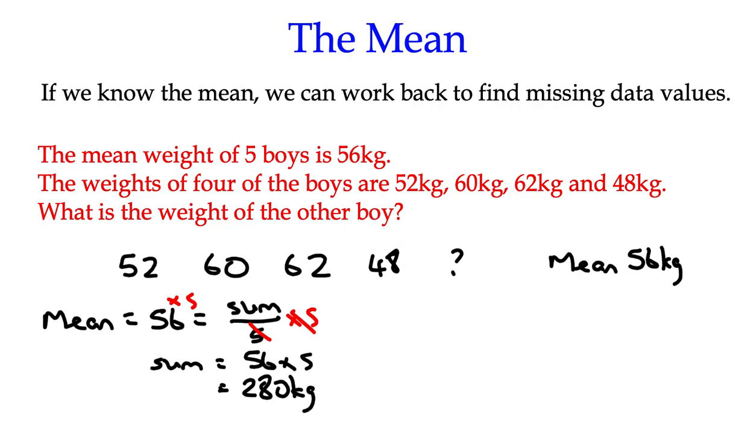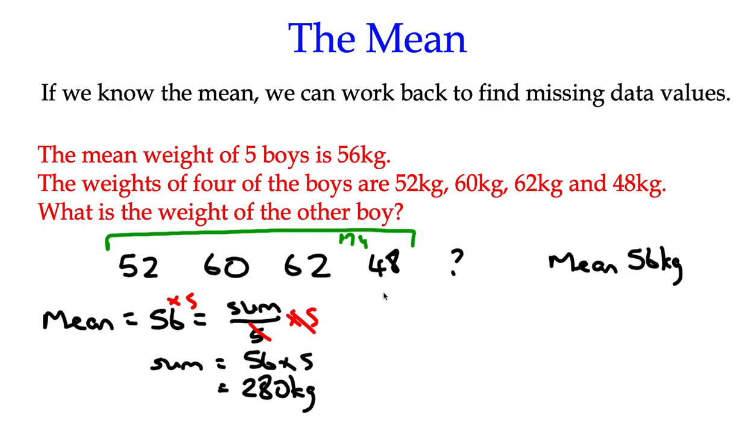So if we add up the 4 that we've actually got, what's the value of these 4? 52 and 60 is 112, 114, 174, and 48 is 200 and, oh, I lost count. Let's try again: 122, 124, 174. I'm going to write that down.